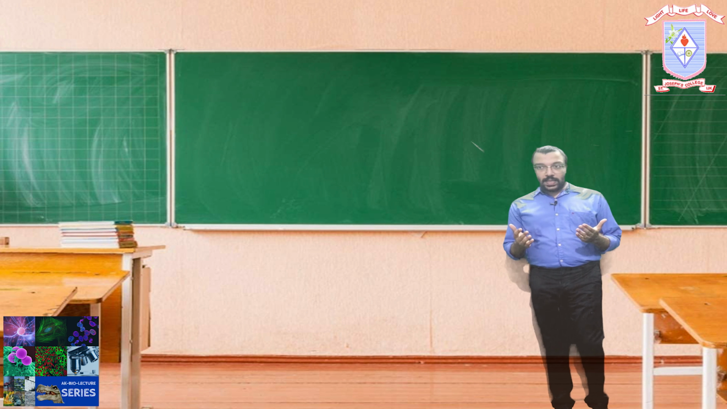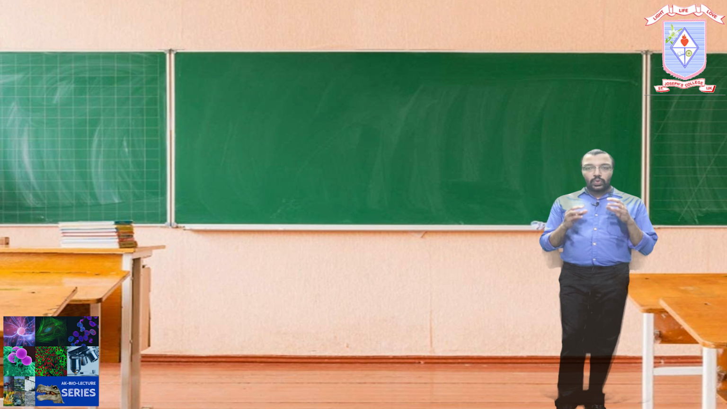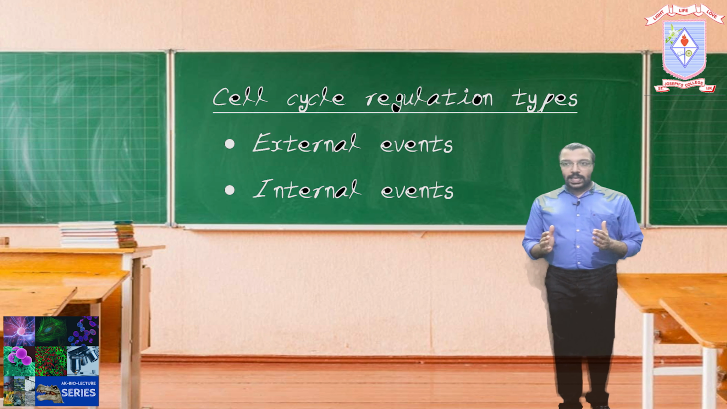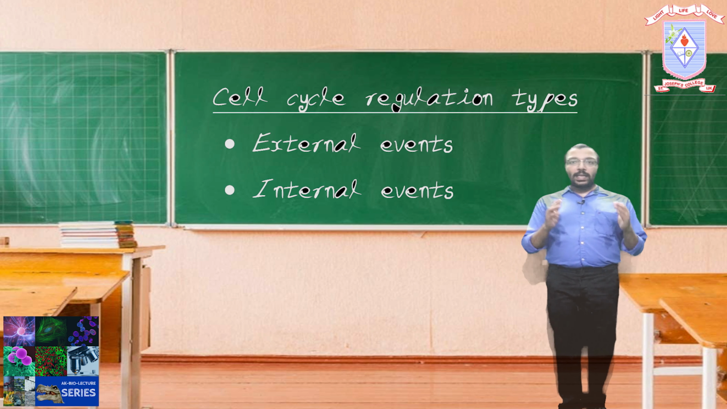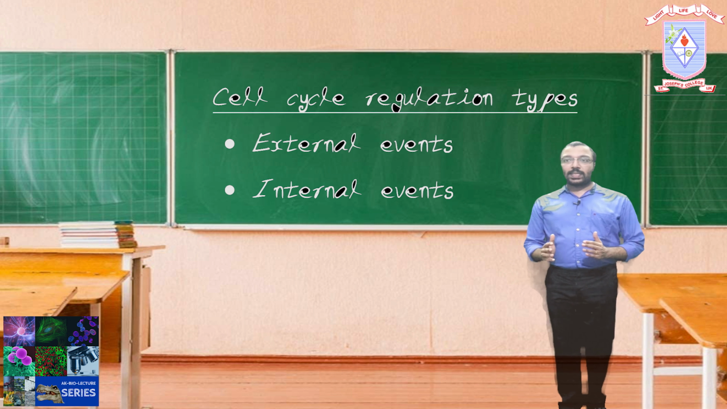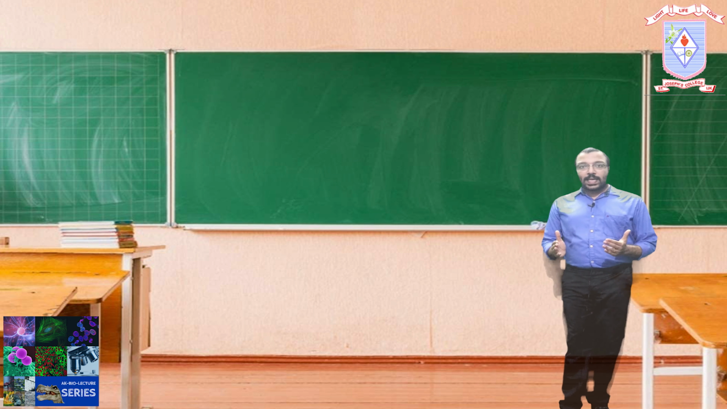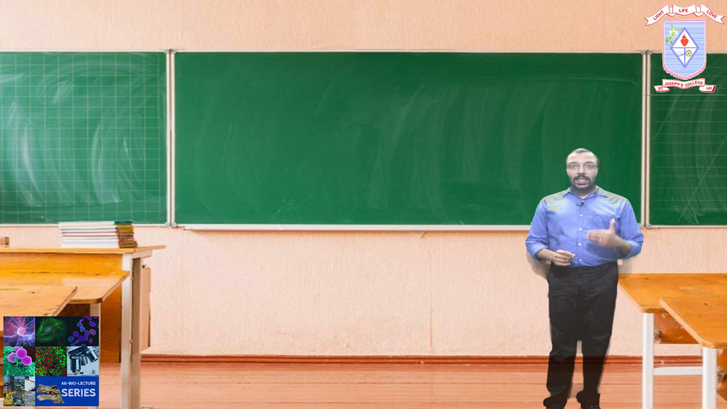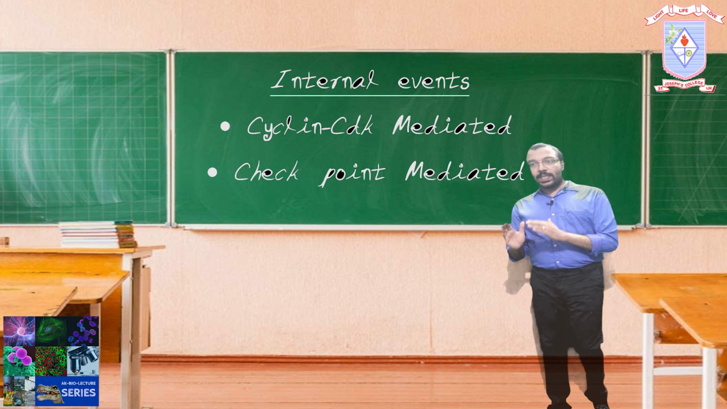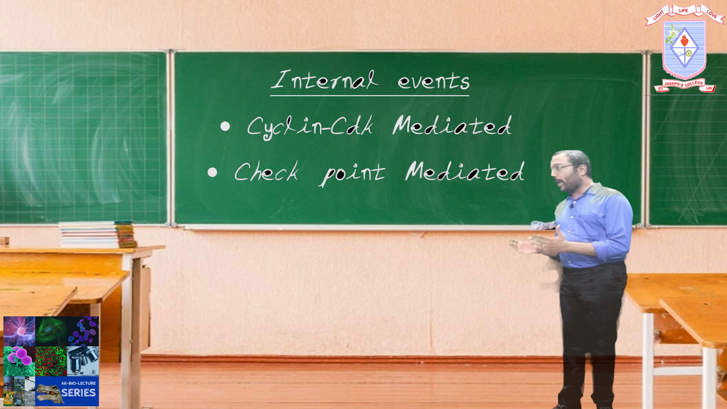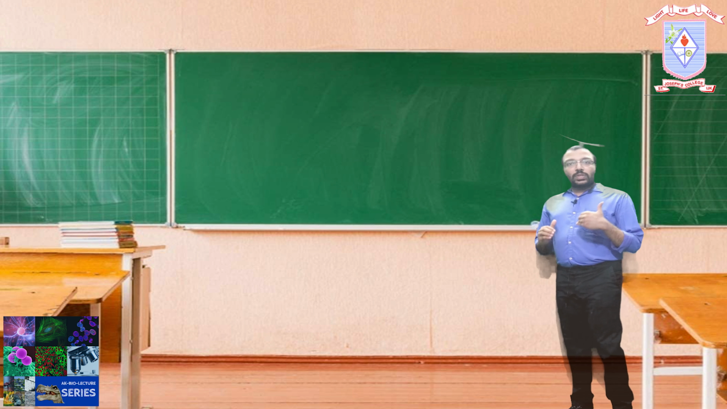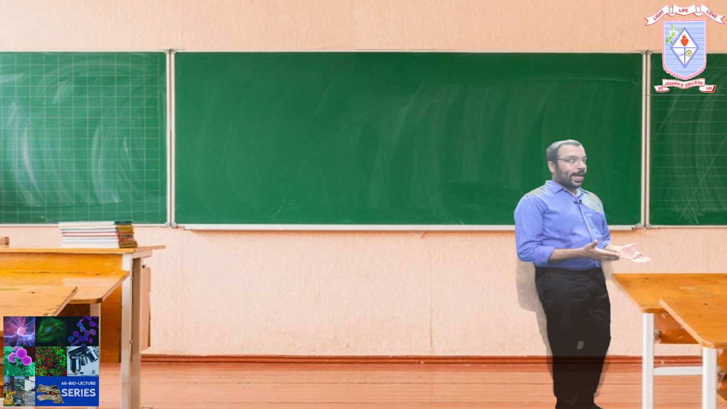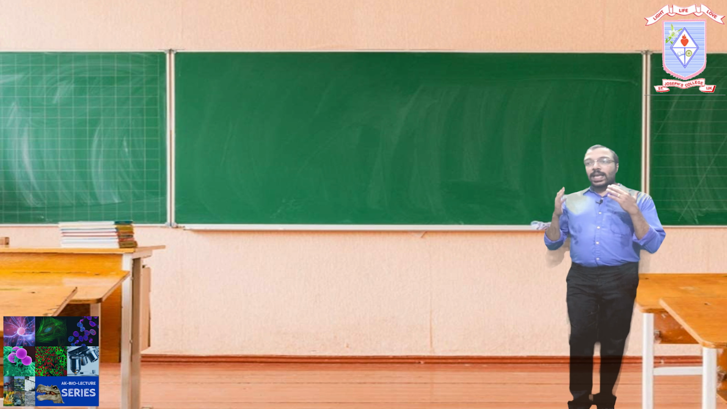In the previous class, we discussed that there are two mechanisms that regulate the cell cycle. One is external events and another one is internal events. We categorized the internal events into two: one is cyclin Cdk mediated events and another one is checkpoint mediated events. Today we will discuss the internal events mediated by cyclins and cyclin dependent kinases.